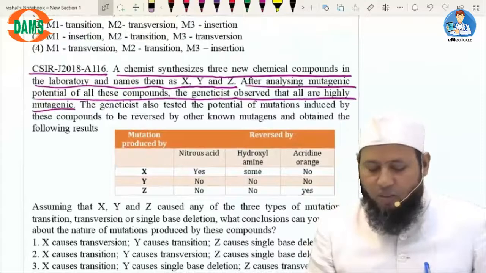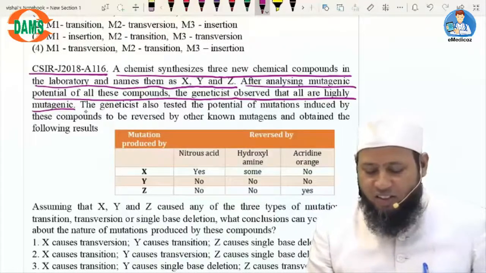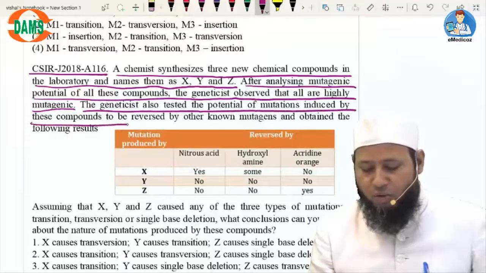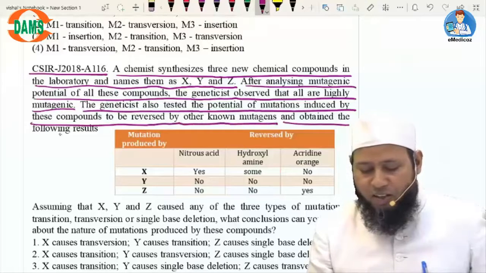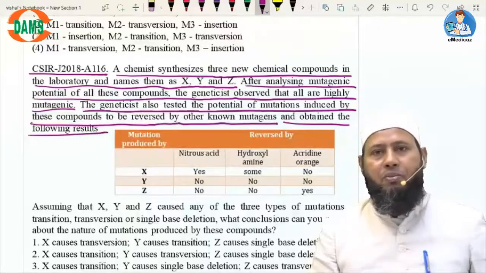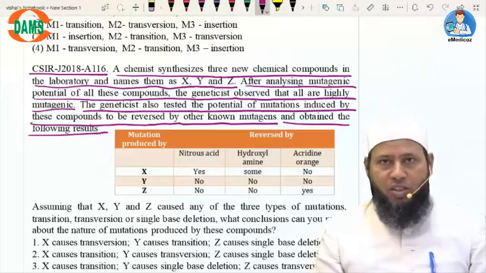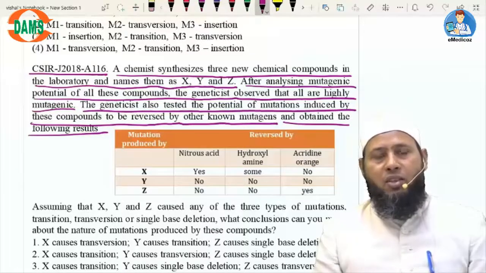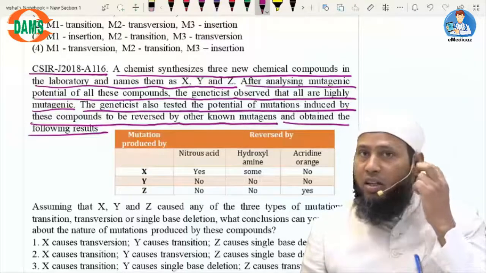Similarly here also, there was a scientist, here a geneticist. That doesn't matter. The scientist also tested whether the mutations induced by these compounds could be reversed by other known mutagens, and obtained the following results. So the scientists wanted to discover if the mutagenic effect of these mutagens can be reversed by some other mutagens, and by these experiments they can elucidate the mutagenic mechanism of that mutagen.